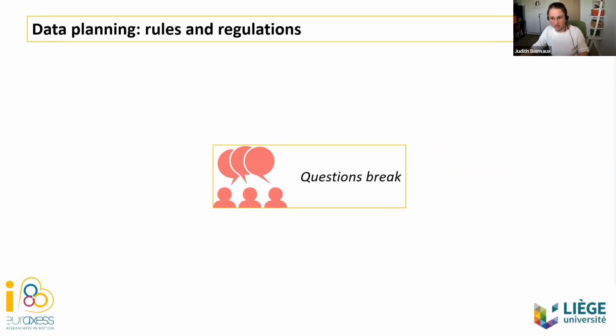Now we have another question break, and I see that I have a question in the chat. Does the Nagoya protocol also apply to human genetic materials? Yes, it does, but it's usually weaker than GDPR. I know that GDPR is a European law, and there are other privacy laws in the US that I'm aware of. For the rest of the world, I'm not sure.